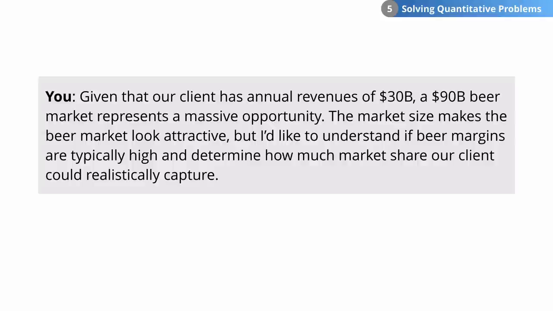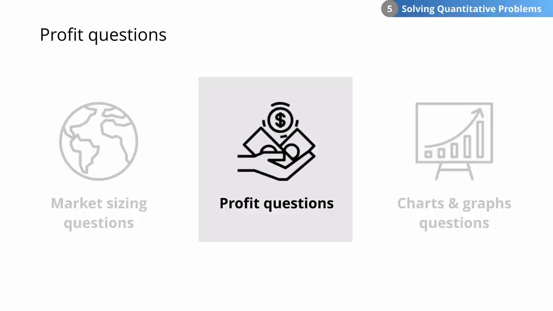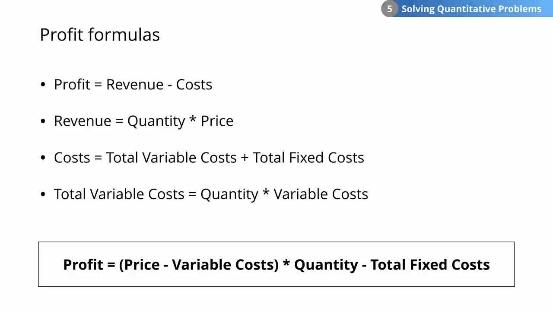The second type of quantitative question you could be asked is to calculate profit or profitability. To answer profit or profitability questions, you only really need to know the basic formulas for profit. These are that profit equals revenue minus costs, revenue equals quantity times price, costs equal total variable costs plus total fixed costs, and finally, total variable costs equal quantity times variable cost per unit. Putting these equations together, we can rewrite them in the following simplified way. Profit equals price minus variable costs times quantity minus total fixed costs.